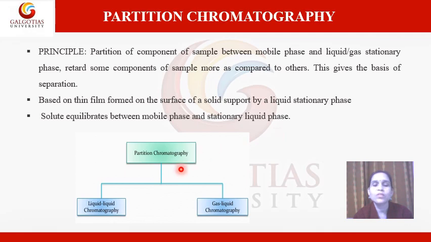So what are the different types of partition chromatography? That is liquid partition chromatography and gas liquid partition chromatography. That means in gas liquid partition chromatography, your mobile phase is gas and the stationary phase is liquid.